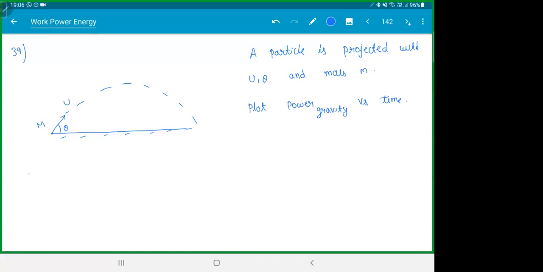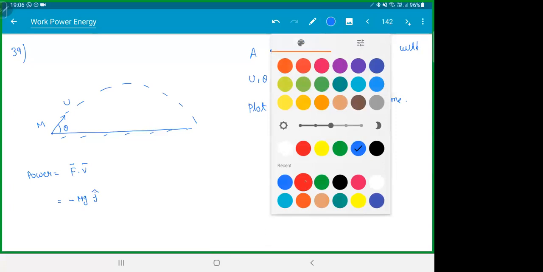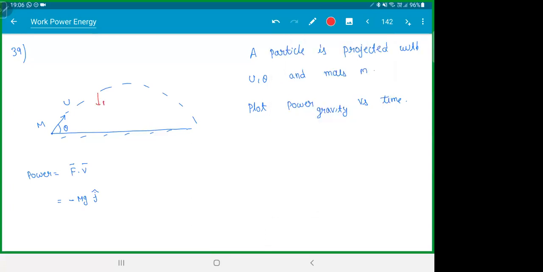What is the formula for power? F bar dot v bar. What is F bar? Minus mg j cap. That is the only force acting on the particle. At any time, the force is mg, gravity. Velocity is v bar. What is velocity?